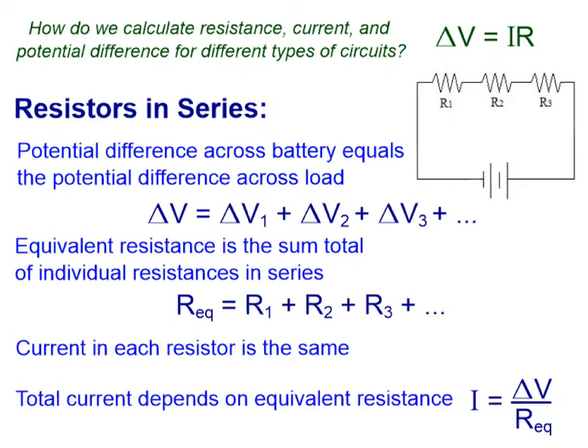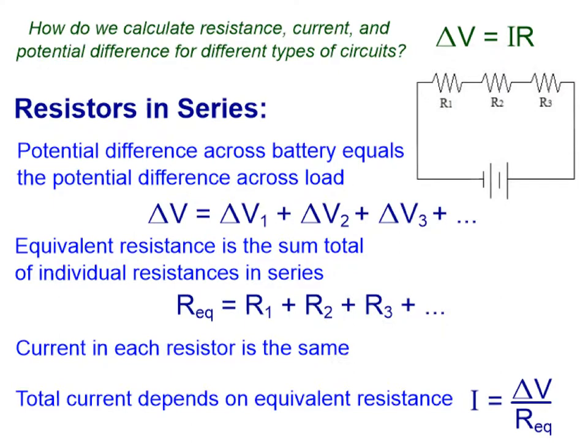Delta V1 right here represents the potential difference across R1, or resistor 1. The second point to make: for resistors in series, the equivalent resistance, which we're going to represent by capital R with a subscript EQ, is going to equal the sum total of the individual resistances in that series. So resistance 1 plus resistance 2 plus resistance 3, plus however many we have, in this case there are only 3, the sum of those will equal the equivalent resistance.